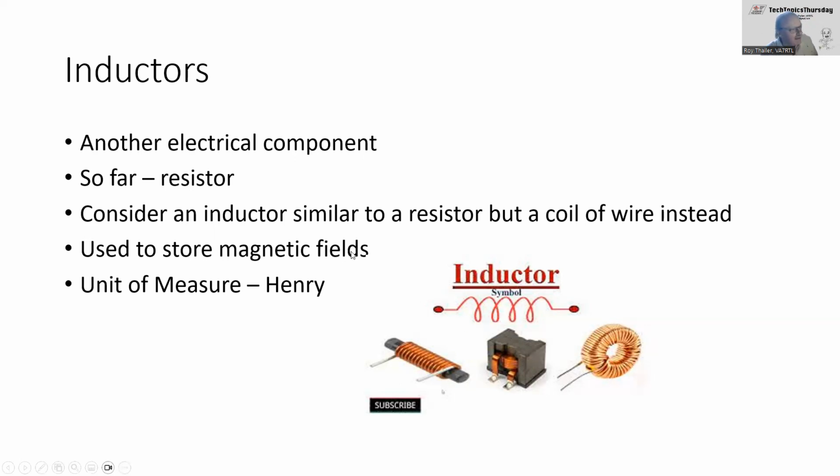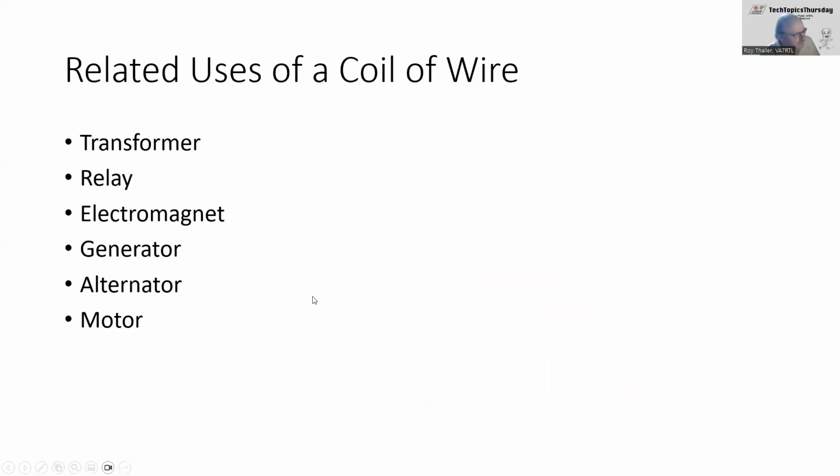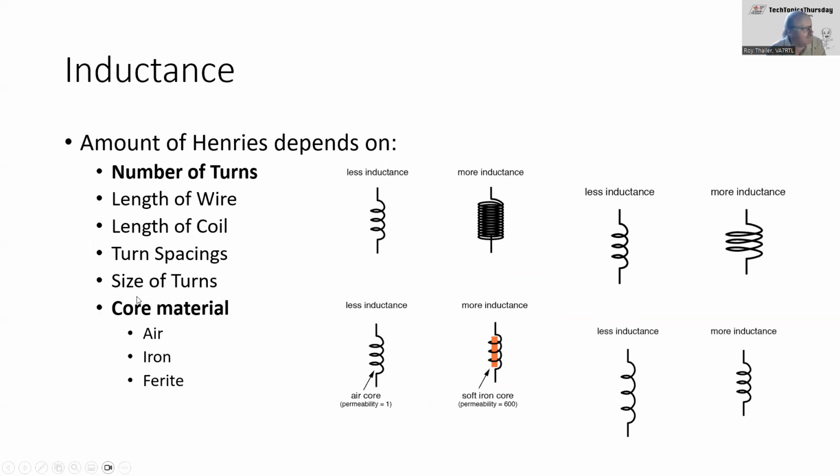and it stores the magnetic field, and the unit of measure is the Henry. Some of the uses of this, and we'll cover some of these in more detail in other events, are a transformer, a relay, electromagnet, a generator, an alternator, and a motor. Here are different types of inductors. And you measure inductors in Henry.